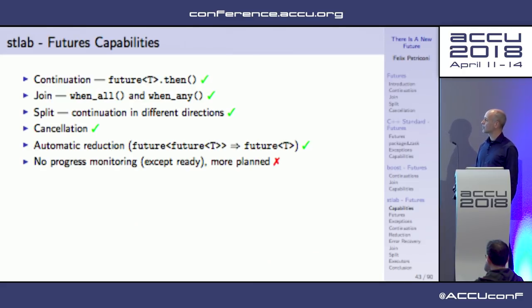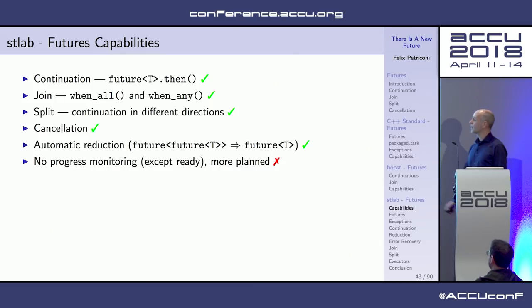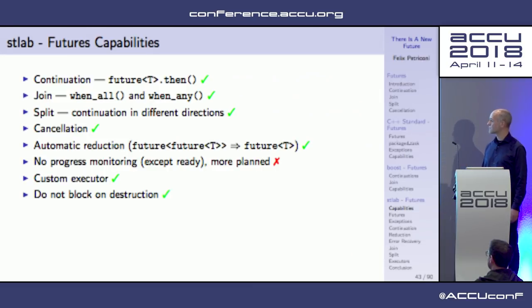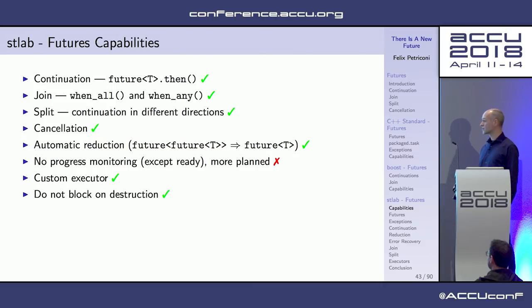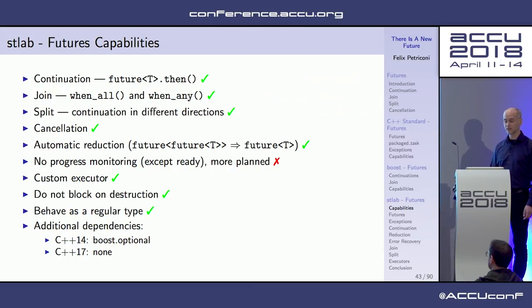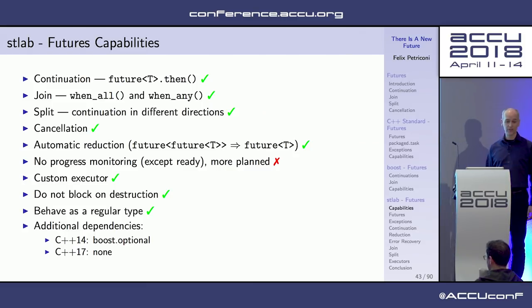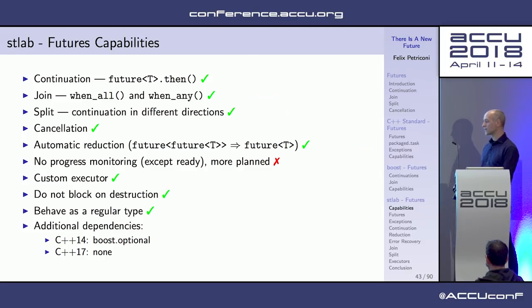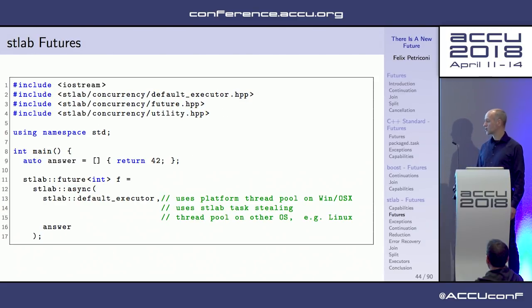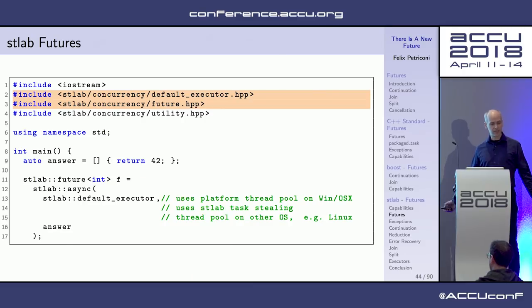So let's have a look at the capabilities. Of course, we have continuations. We have joins, we have splits, we have cancellation, we have reduction. Progress monitoring is on our schedule, but it's not there so far. We have custom executors. We do not block on destruction. We never block on destruction. We behave as a regular type. And for dependencies, if you're using C++14, you have to include boost optional. If you use C++17, just none. There are no other dependencies. It just works with C++17.